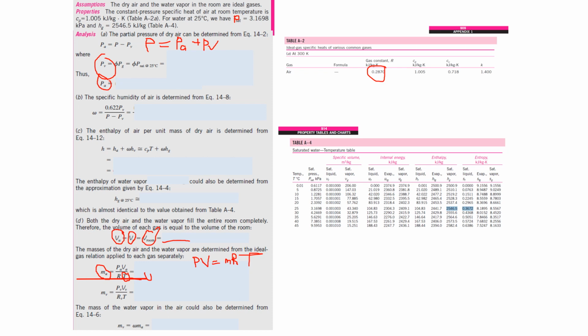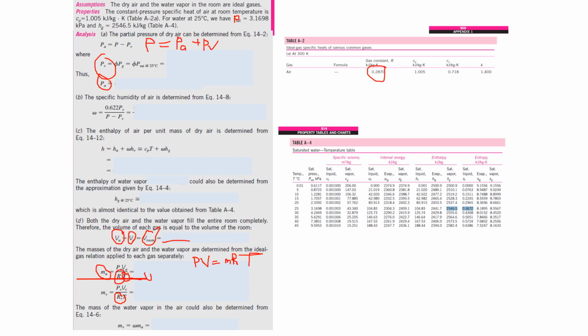Now you have to be very careful. The R value here for water vapor is different from the R value that you have here for air. For air you can use 0.287, which is given here. Now it's your job to find out the gas constant value for water vapor. All right. Just to let you know, the R value for water vapor is 0.4615. So go and find out where to find this value from the property tables and charts.